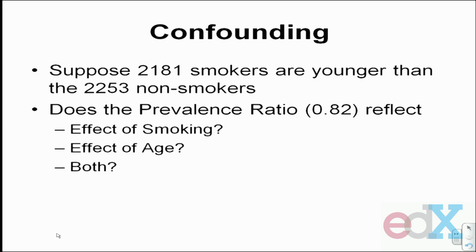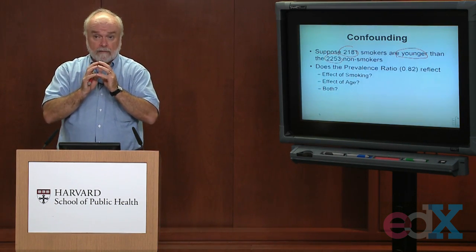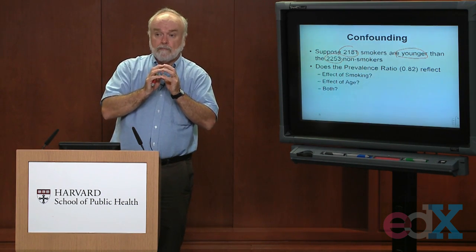Now let's suppose I gave you some more information about the people in this study. Let's suppose I told you that the 2,181 smokers were essentially younger than the 2,253 non-smokers. So now I'm telling you there are two differences in the two groups I'm comparing. One group is smokers who are mostly young. The other group are non-smokers who are mostly old. And I show you that the prevalence ratio in those two groups is 0.82. But now I'm going to ask you, what's the reason again for that prevalence ratio of 0.82?